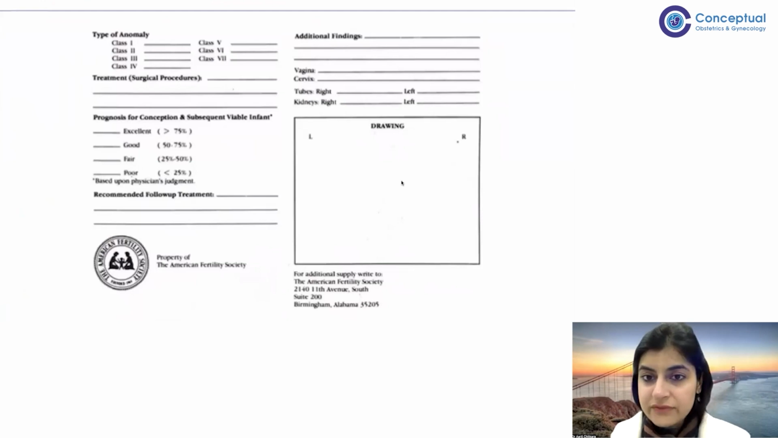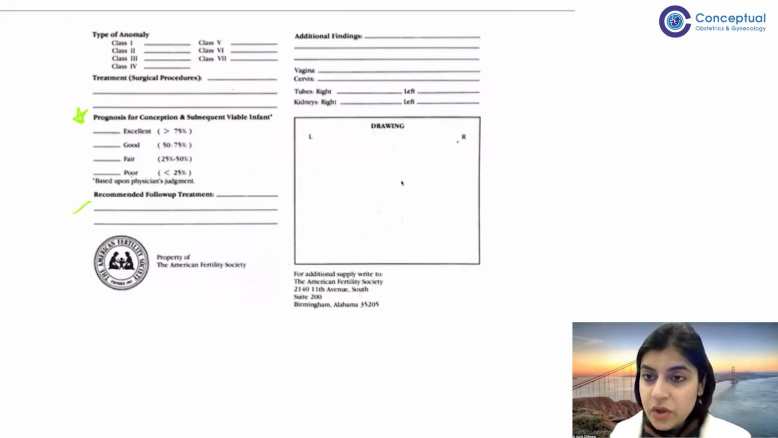If you have to reproduce this kind of a Mullerian anomaly onto your surgical note, this is how you represent it. You write the type of anomaly, class 1, 2, 4, 5, 7, whatever. Treatment, the surgical procedures, prognosis for conception and subsequent viable infant. You have to prognosticate the patient. This was the advantage why this classification system was introduced. AFS and ASRM were talking about the prognosis of each Mullerian anomaly. They also gave a recommended follow-up treatment.